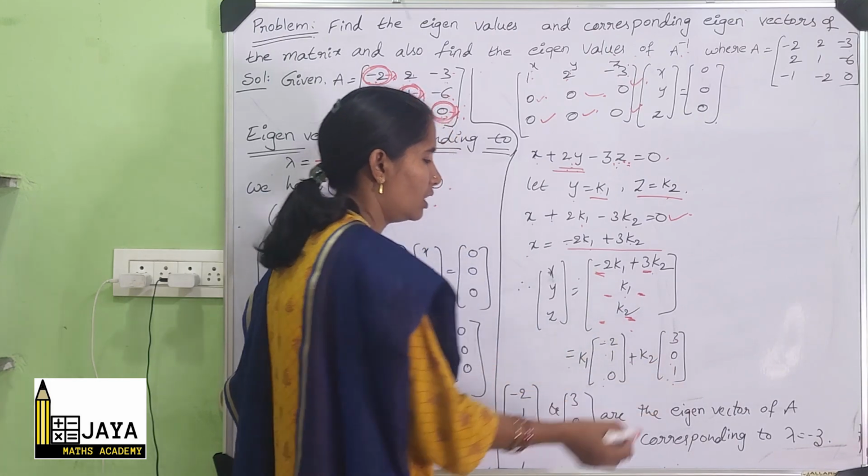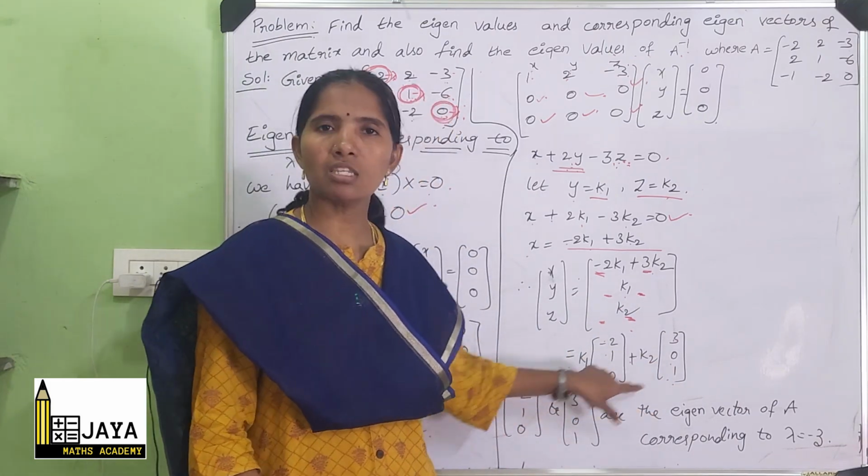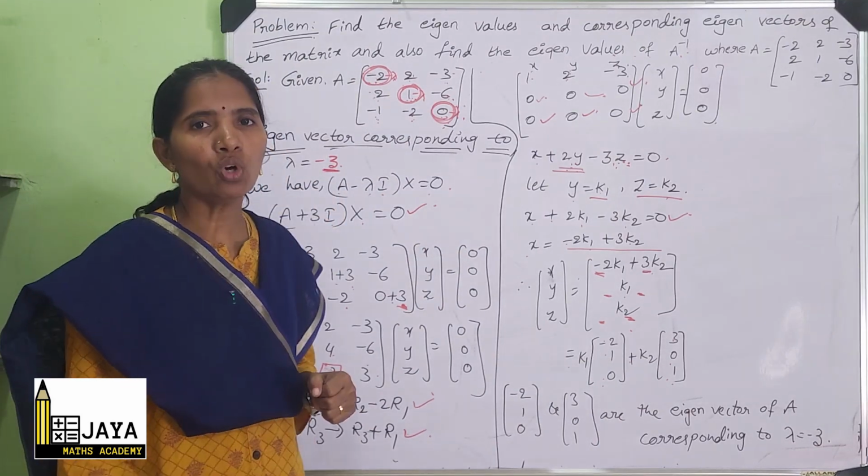So 3, 0, 1. So these two are the eigenvectors corresponding to lambda is equal to minus 3.